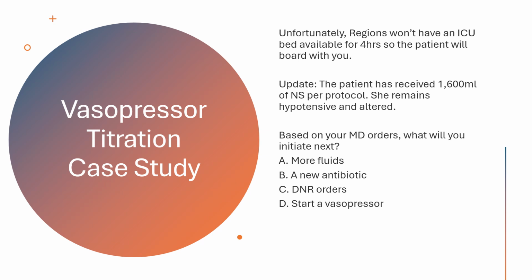So as the case progresses, we're thinking that we're going to transfer this patient to a higher level of care. Unfortunately, Regions won't have an ICU bed available for 4 hours, so the patient is going to board with you. The patient has received 1,600 mLs of normal saline per that 30 ml per kilogram protocol. However, she remains hypotensive and altered. So based on your doctor's orders, what are you going to initiate next? Make sure to mark it on your worksheet.